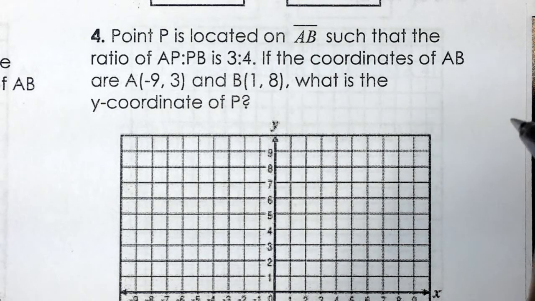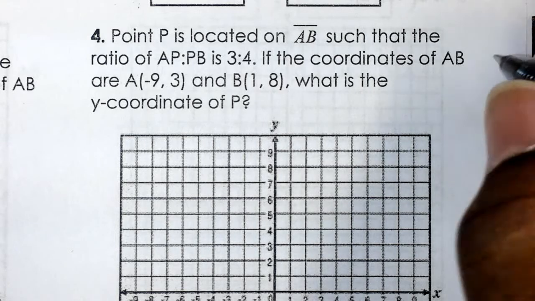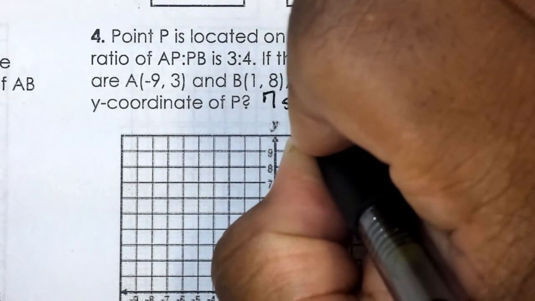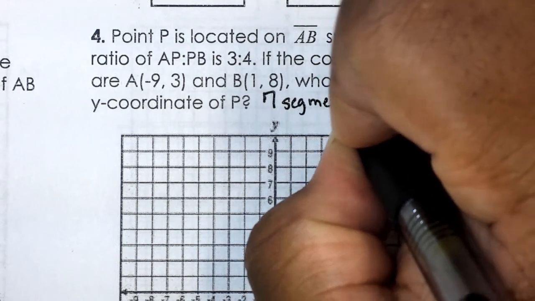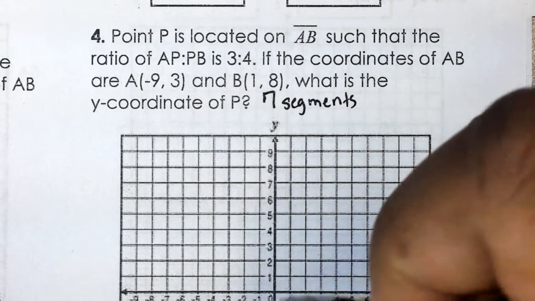Billy? How many segments is that? 7 segments. So we're dividing by 7 on this one. Yeah, I told you already, dividing by 7, it's telling me it's probably about to be a fraction.